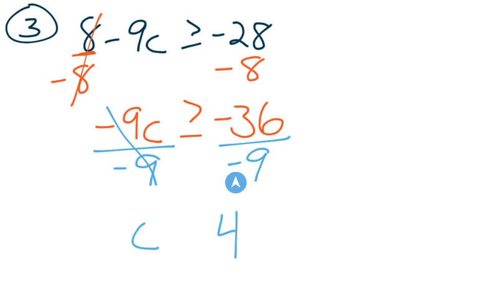Now, I divided by a negative, this number right here, because it's negative. What it does, it flips the inequality sign. So instead of greater than or equal to, it's now less than or equal to.